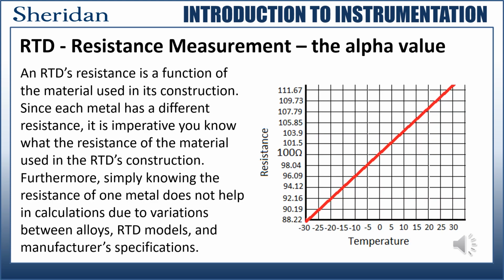An RTD's resistance is a function of the material used in its construction. Since each metal has a different resistance, it's imperative you know what the resistance of the material used in the RTD's construction is. Furthermore, simply knowing the resistance of one metal does not help in calculations due to variations between alloys, RTD models, and manufacturer specifications.